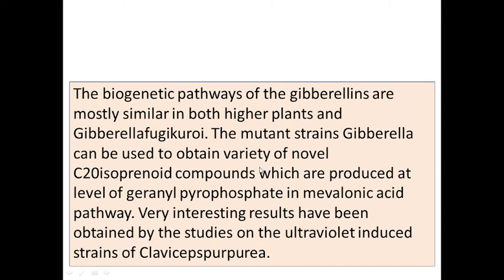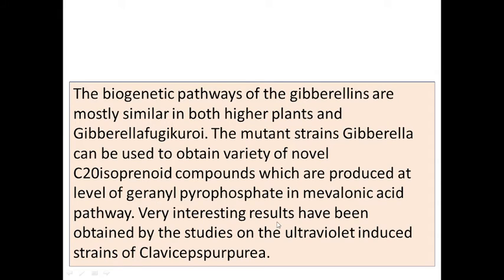The mutant strain of Gibberella can be used to obtain a variety of novel C20 isoprenoid compounds, which are produced at the level of geranyl phosphate in the mevalonic acid pathway. We have seen the mevalonic acid pathway, and at the level of geranyl phosphate, these C20 isoprenoid compounds are produced due to that mutant strain, that is Gibberella.